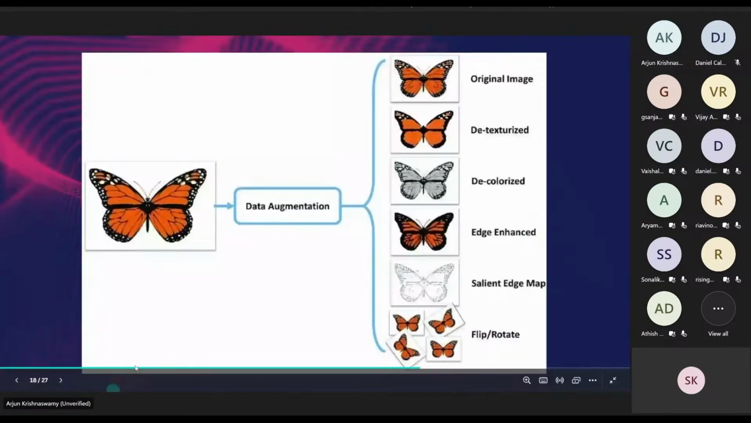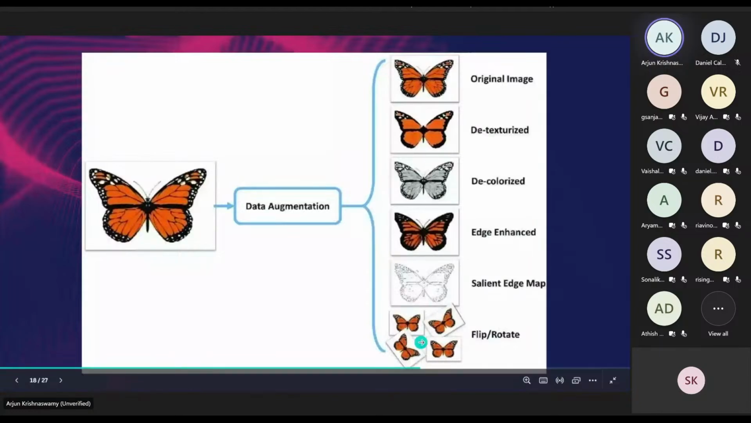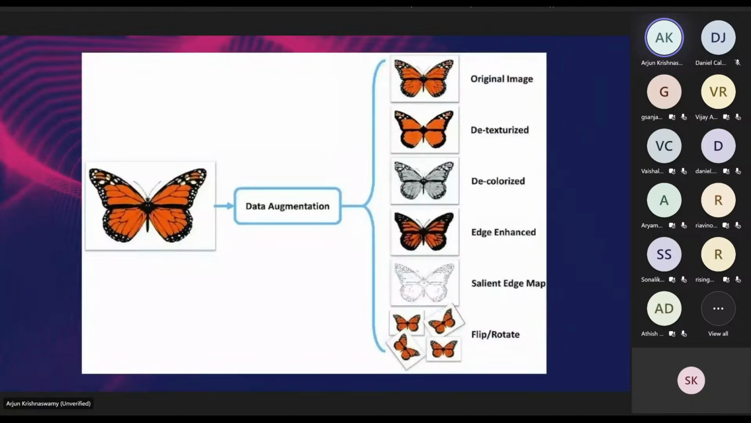This is a good pictorial representation of how data augmentation works. Intricate details are lost, decolorize, edge enhanced, so all these edges are darker. Then salient map, flip, rotate, crop. So many ways. You can generate hundreds of images out of one image, and that will help improve your model's performance. That is one way of modifying the sampling method.